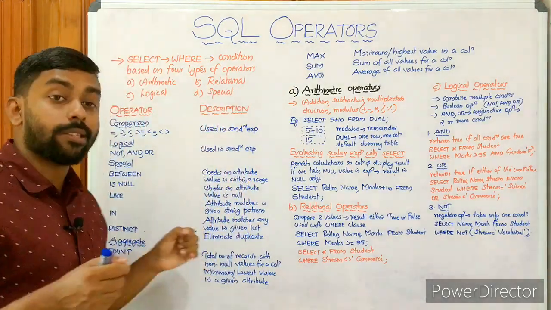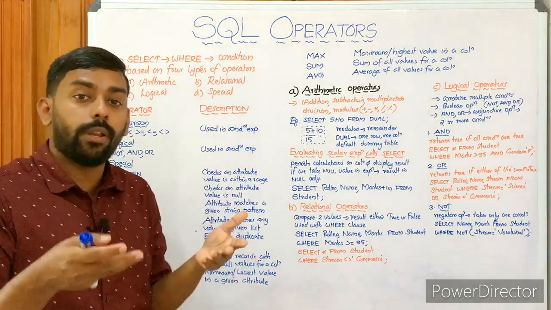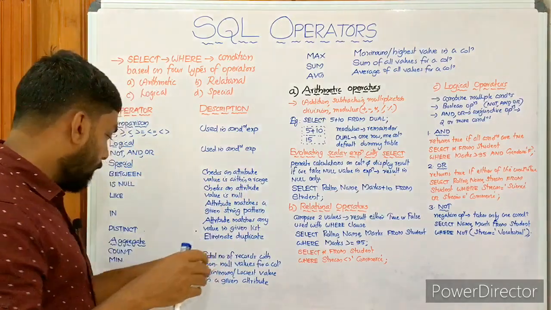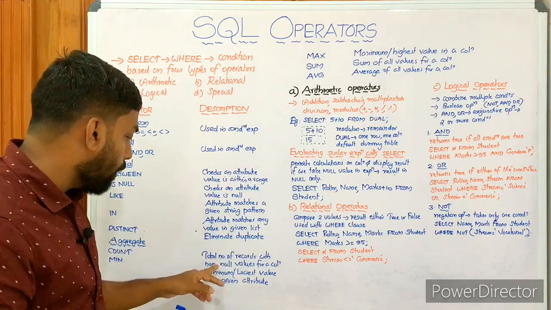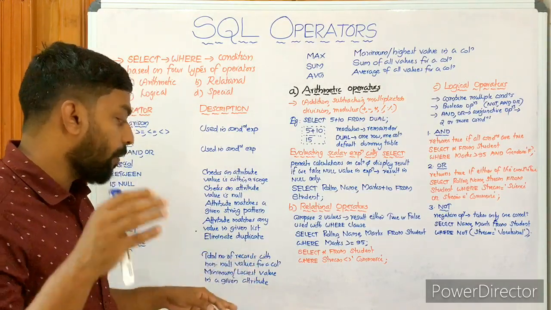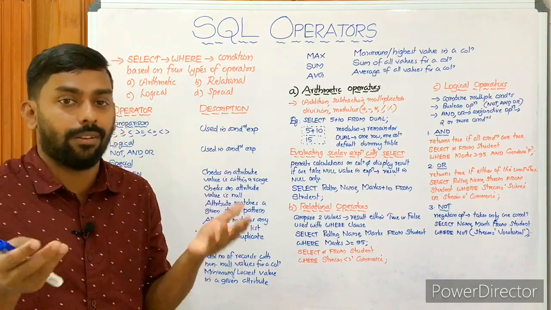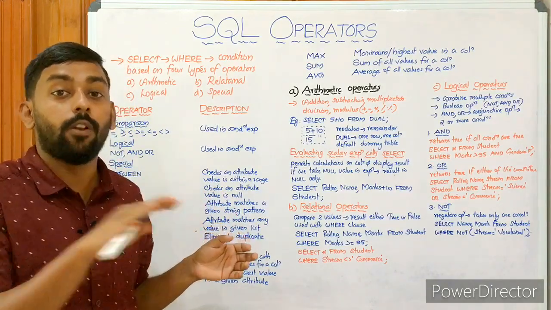The first one is count. Count means counting, excluding null values: the total number of records with non-null values for a column. Null values will not be considered. Of course, it's common sense.